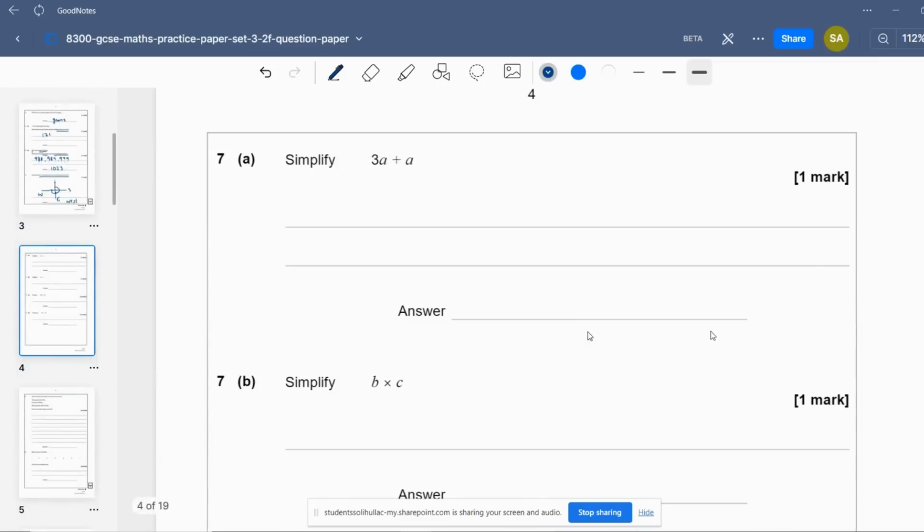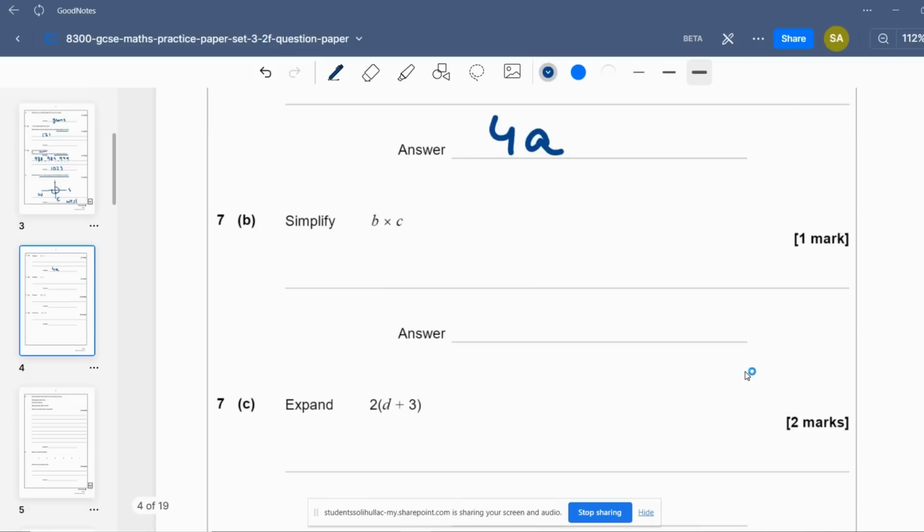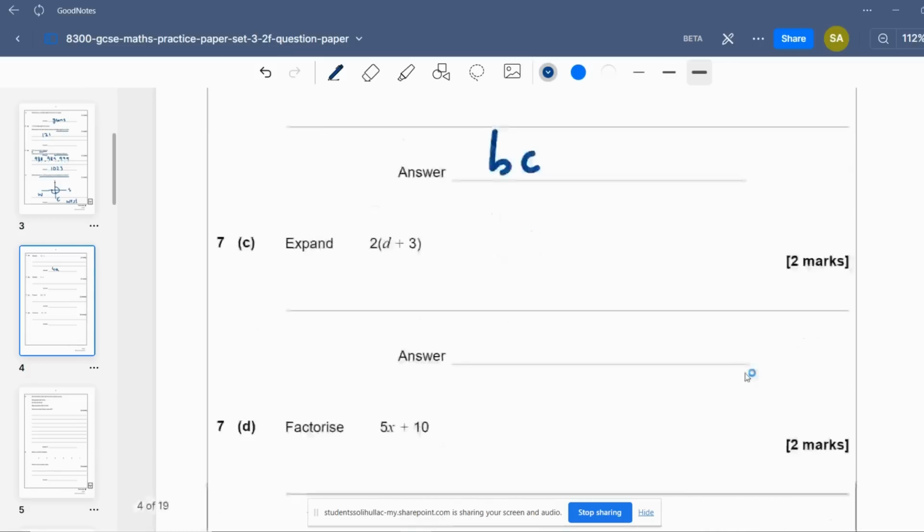Question number 7, 3a plus a gives you 4a as an answer because you're adding the letters together. b times c is bc. 7c is 2 bracket d plus 3. So we multiply 2 with d, that gives you 2d, plus 2 times 3, which is 6.